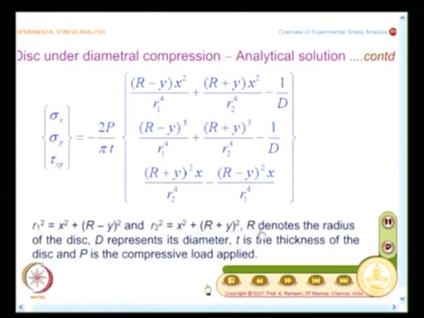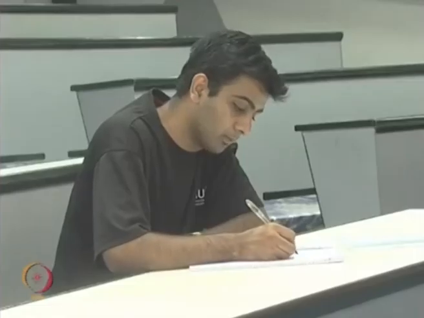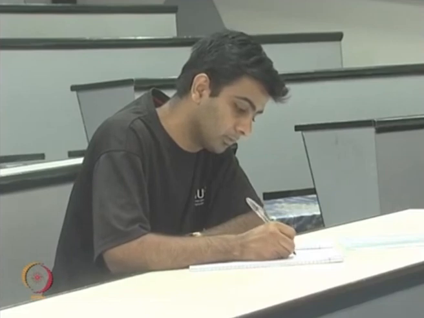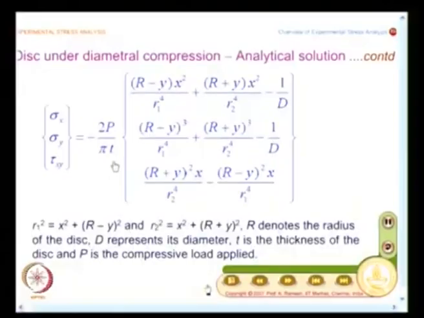We have already seen r denotes the radius, d represents the diameter, t is the thickness, and P is the compressive load applied. And you have the expressions are slightly different for sigma y and tau x y, and I would like you to have these equations written down. And obviously, the stresses we see now are much more complex than what we had seen in the case of a cantilever beam or the four-point bending problem. And naturally, you would not be able to calculate sigma 1 minus sigma 2 right away in the class and then plot the contours. So, we have to depend on computer graphics to do that job.